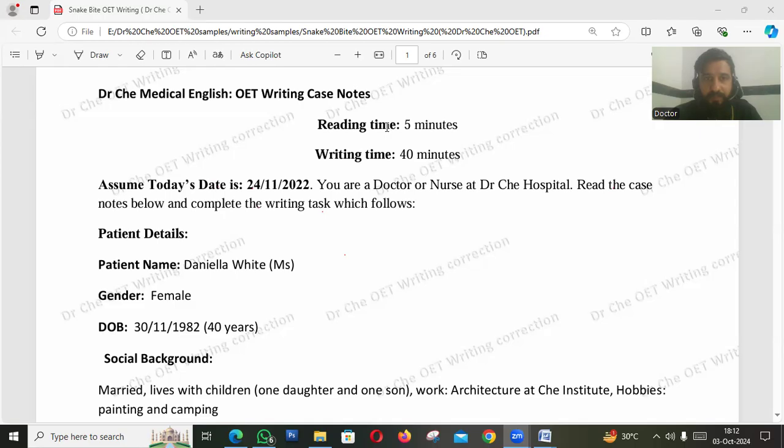So first of all, whenever you get a letter in front of you, just quickly read one or two things from the top, and then go to the task. Go to the task. Assume today's date is this, and you are a doctor or nurse at this hospital. Read the notes below and complete the task. Let us go to the task.